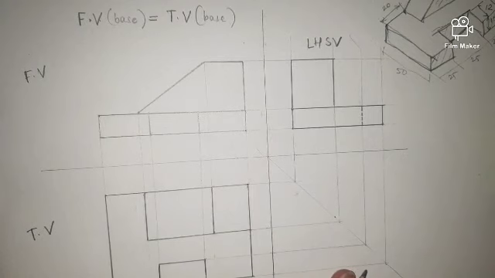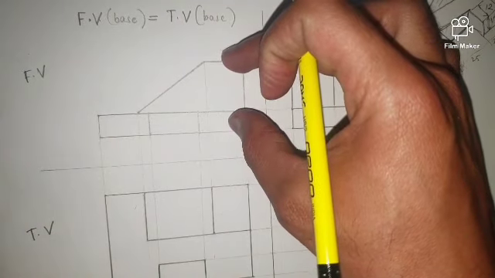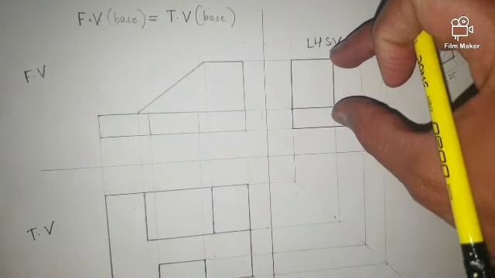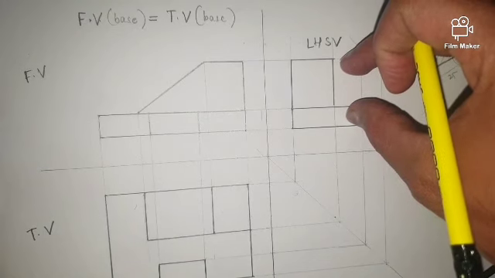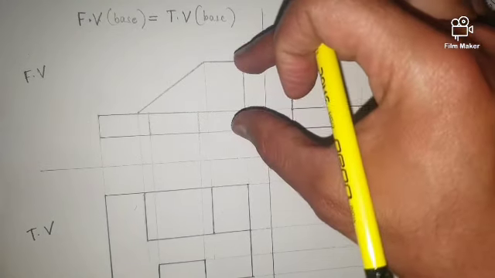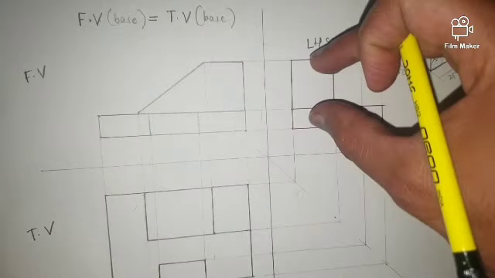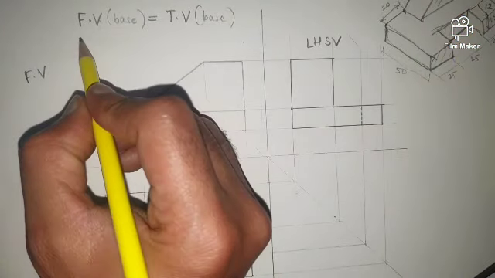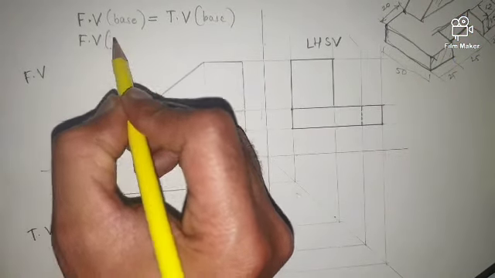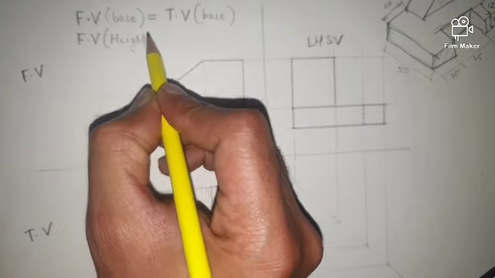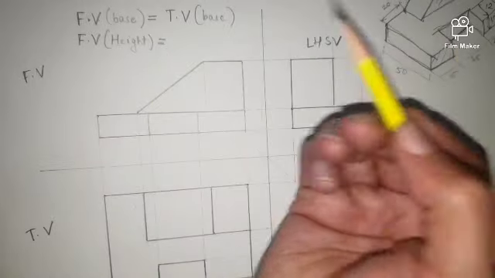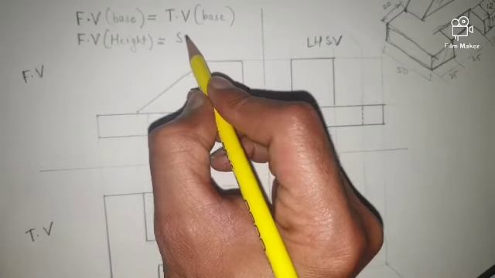Next up, the height in the front view is equal to the height in the side view, and this goes also with the right hand side view. So the height in the front view is equal to the height in the side view. So front view height is equal to side view height.